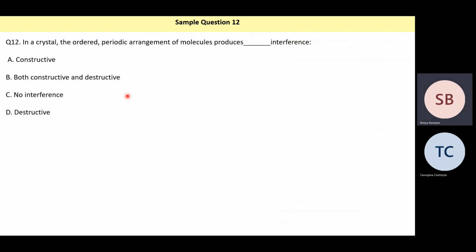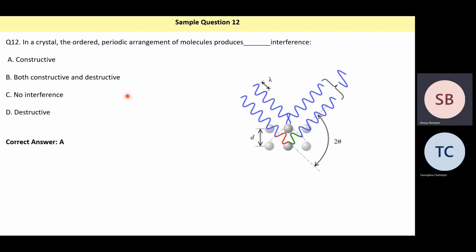Next is, in a crystal, the ordered periodic arrangement of molecules produces dash interference. Constructive. Yeah. So you can see, because of the periodic arrangement of the atoms, the constructive interference is happening, which is the peaks are at the same position and the troughs are at the same position. So you have your resultant wave, which has double the amplitude, that is the summation of the amplitude of these two waves. So that is constructive interference.